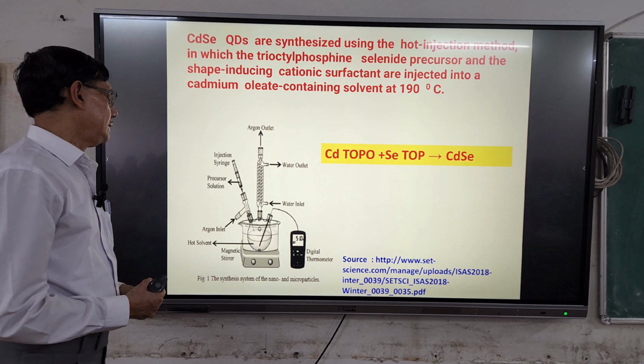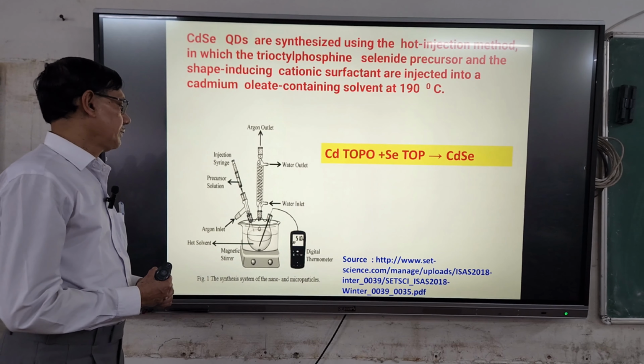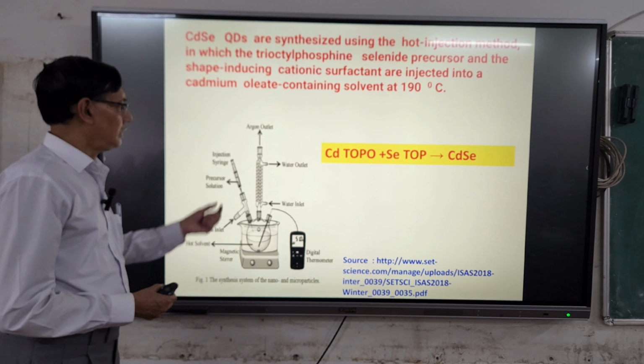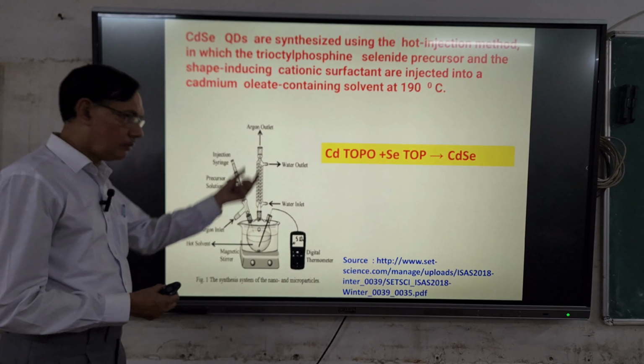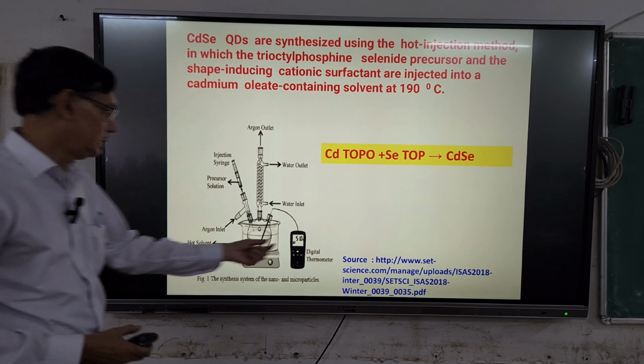So it is called the hot injection method, and it is a very common method, and most laboratories are using that hot injection. Therefore I have given only one photograph, of course, from the literature, and it is a very good journal like Science. I have taken these photographs from there.